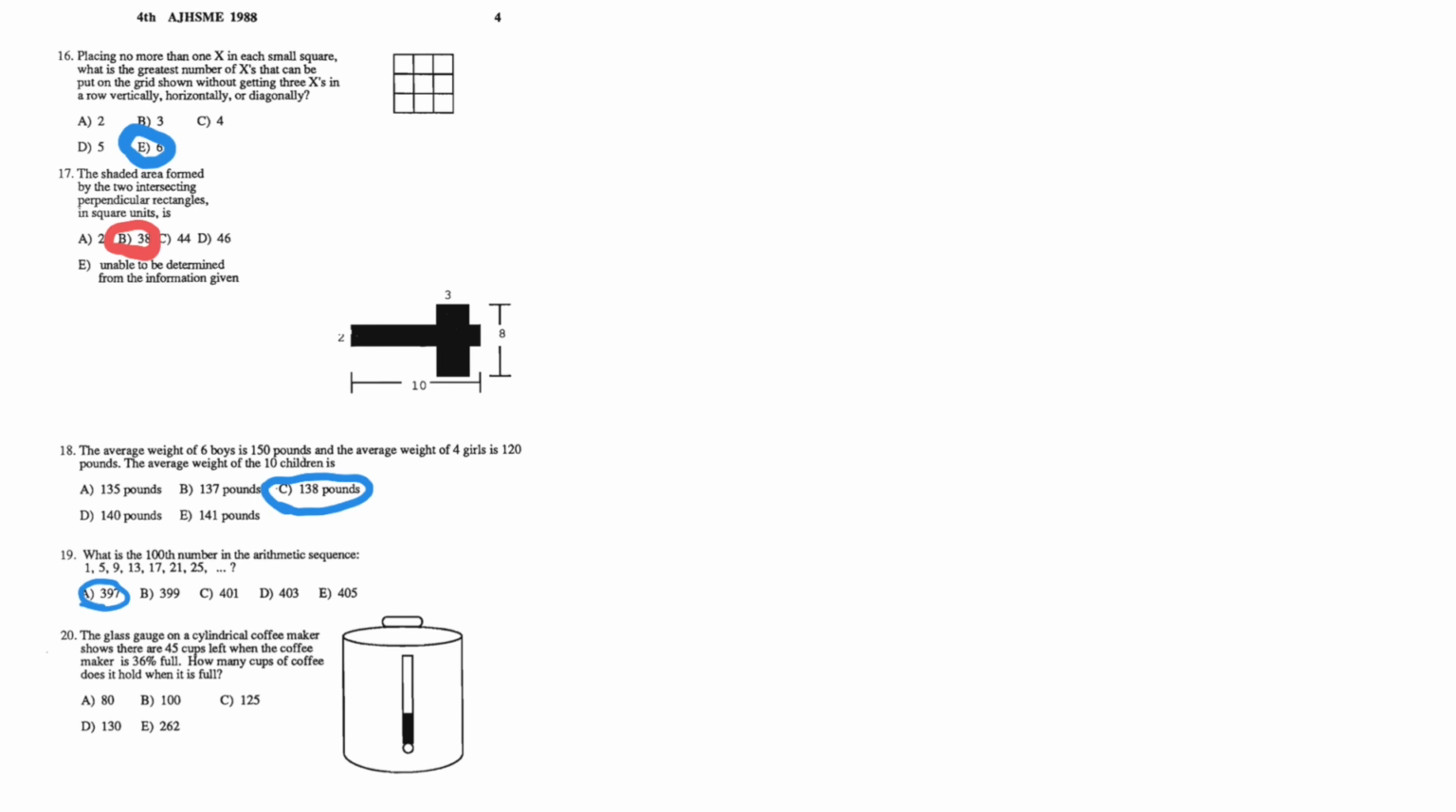Number 20. The glass gauge on a cylindrical coffee maker shows there are 45 cups left when the coffee maker is 36% full. How many cups of coffee does it hold when it is full? Say the coffee maker holds a total of X cups. Now, 36% full means 36% of X. That's 45 cups.